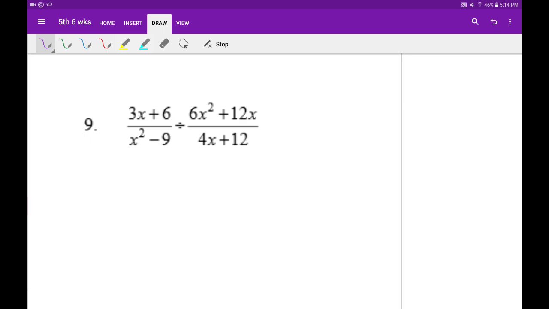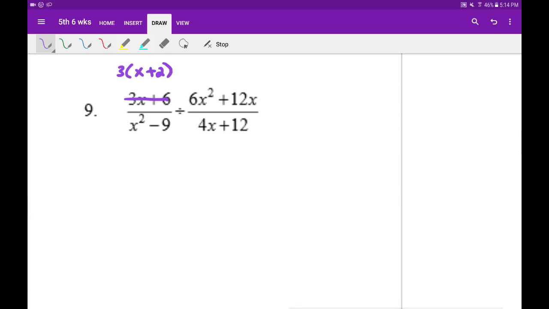and they do have a GCF, which is 3. 3 goes into 3 and 6, so factor out a 3. That leaves us with x plus 2 on top. On the bottom, x squared minus 9 is a difference of squares. It's real easy: x plus 3 times x minus 3, because 3 is the square root of 9. Moving to the right, 4x plus 12 doesn't x method factor, but we could factor out a 4, and then we get x plus 3 on the bottom here.